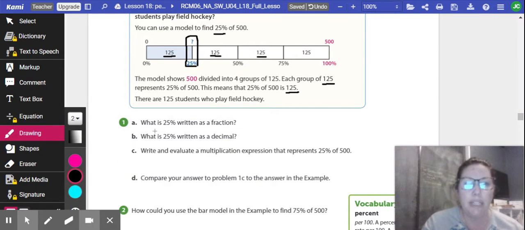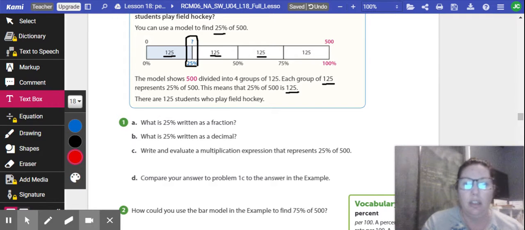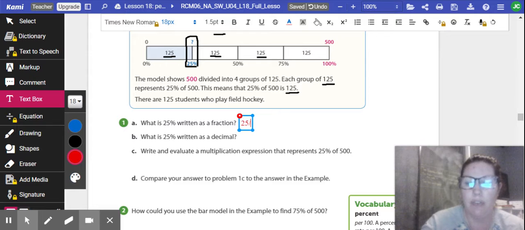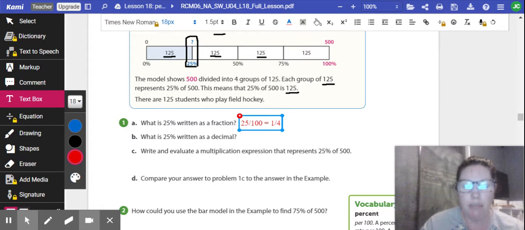Question number 1 says, what is 25% written as a fraction? So let's go ahead and write that here. Remember, when we have a percent, we put it over 100. So it would be 25 over 100. We could also write that as 1/4, right? Because 25 will go into 25 one time, and 25 will go into 100 4 times, just like we saw here. It is 1 out of the 4 in our bar model.